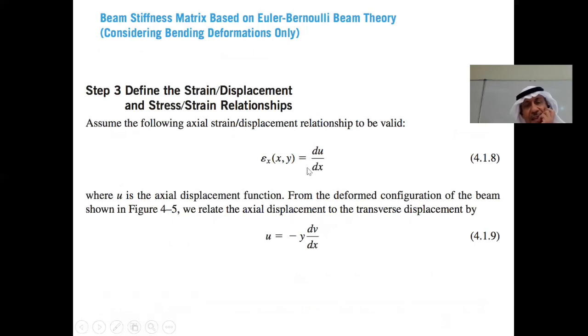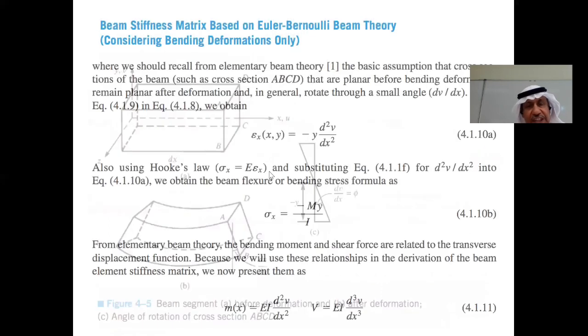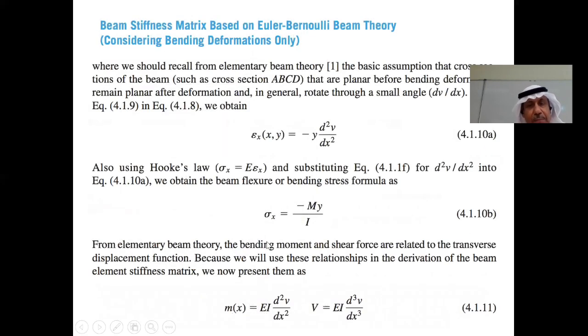Exactly, the strain displacement relationship. And from strain, you can find what? Stresses, and relate stresses to the moment. But all of this will not come here. It will come in potential energy.